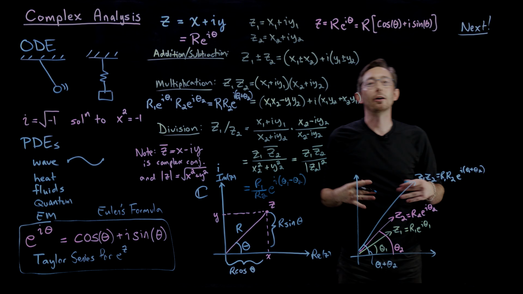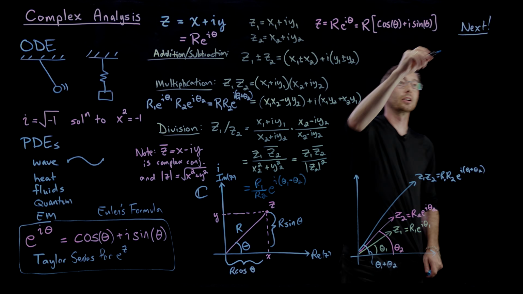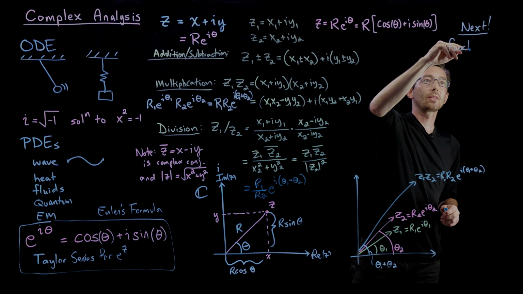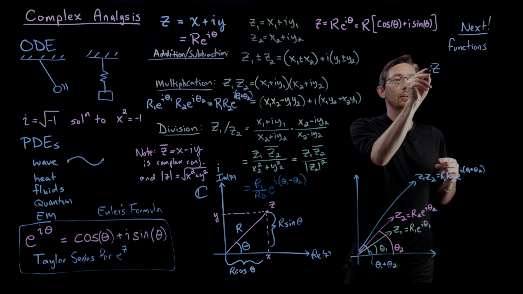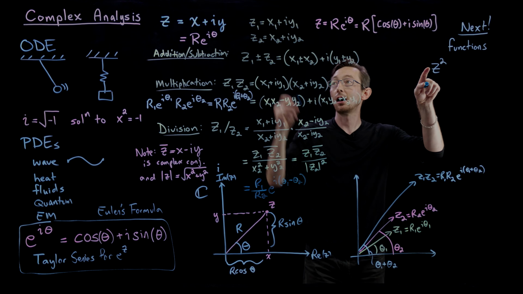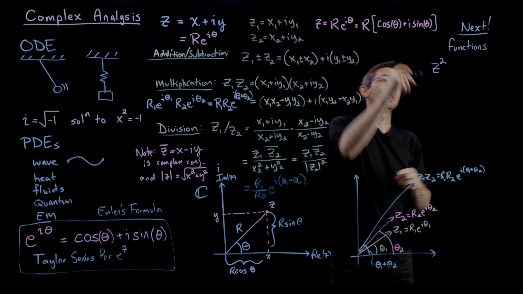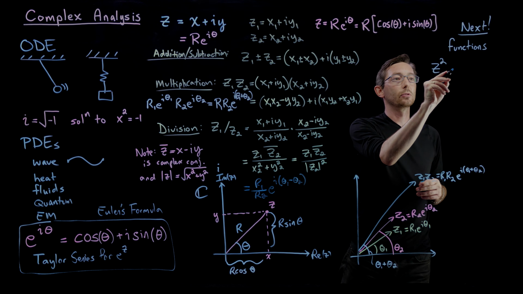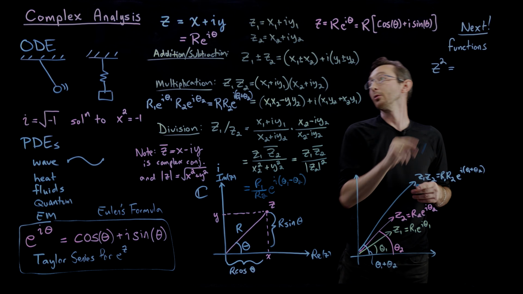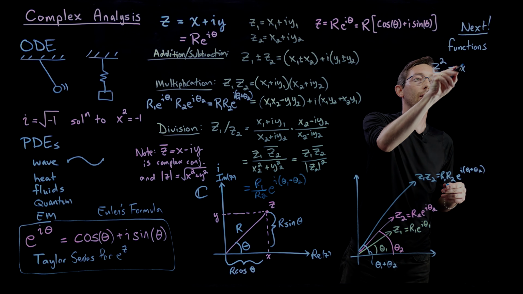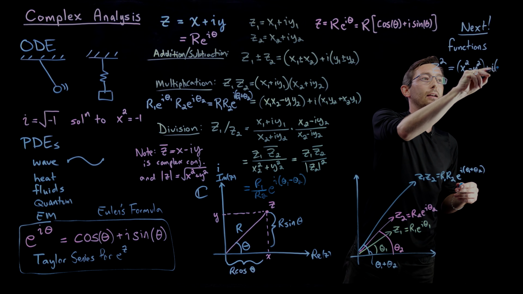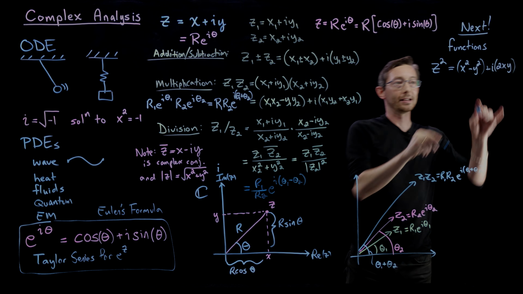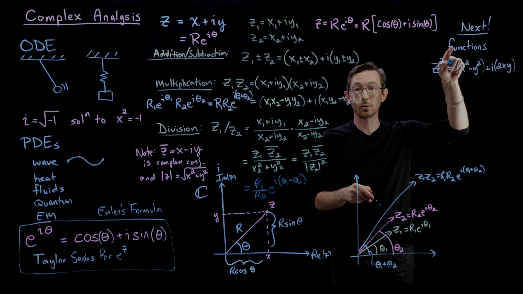And what's coming next, kind of the next piece of all of this, is that we'll be thinking about functions of a complex variable. Functions like, what if I take z quantity squared? If I take this complex number z squared, you can verify that this will equal, what is it going to equal? x squared minus y squared plus i times 2xy. That is a complex function z squared.